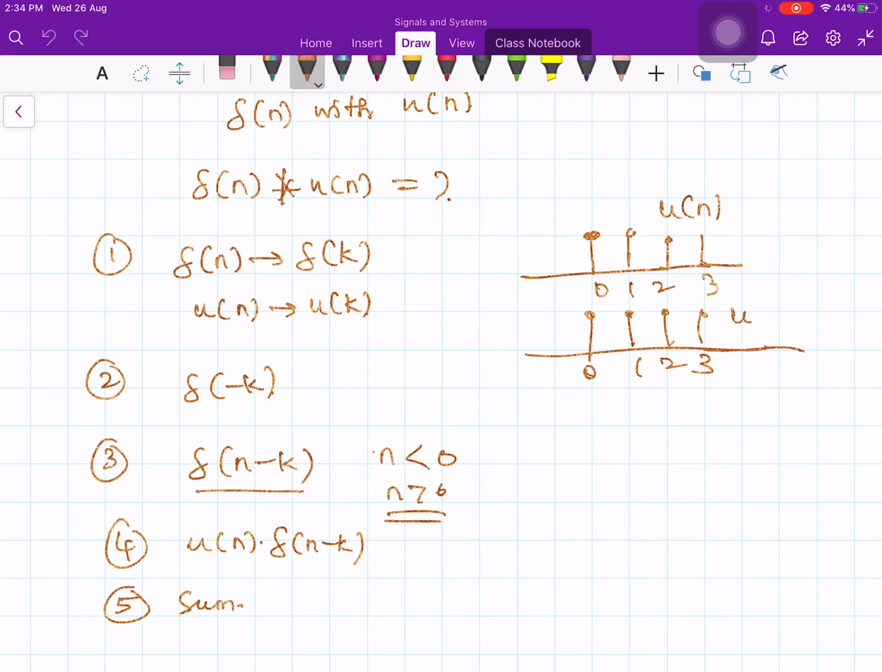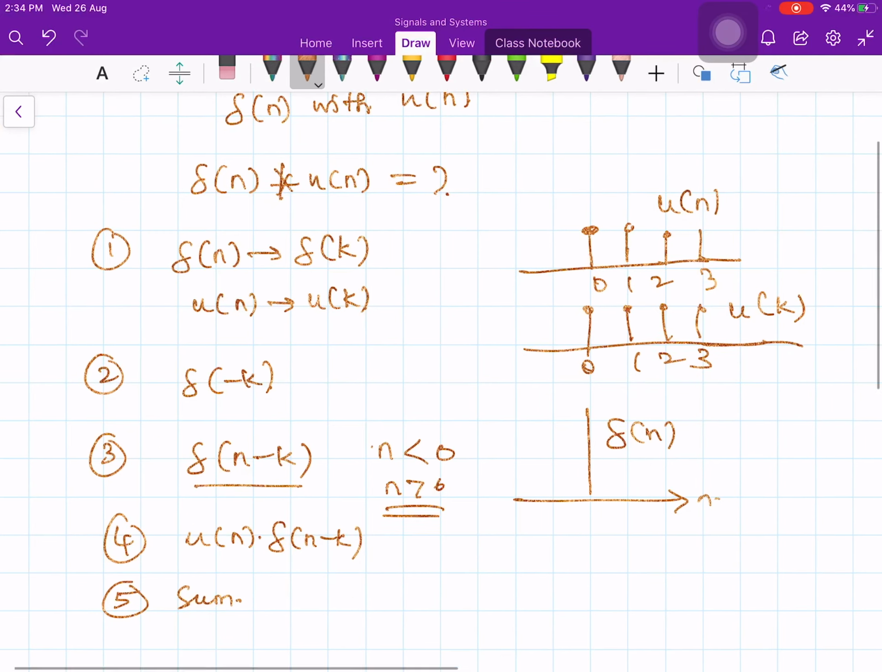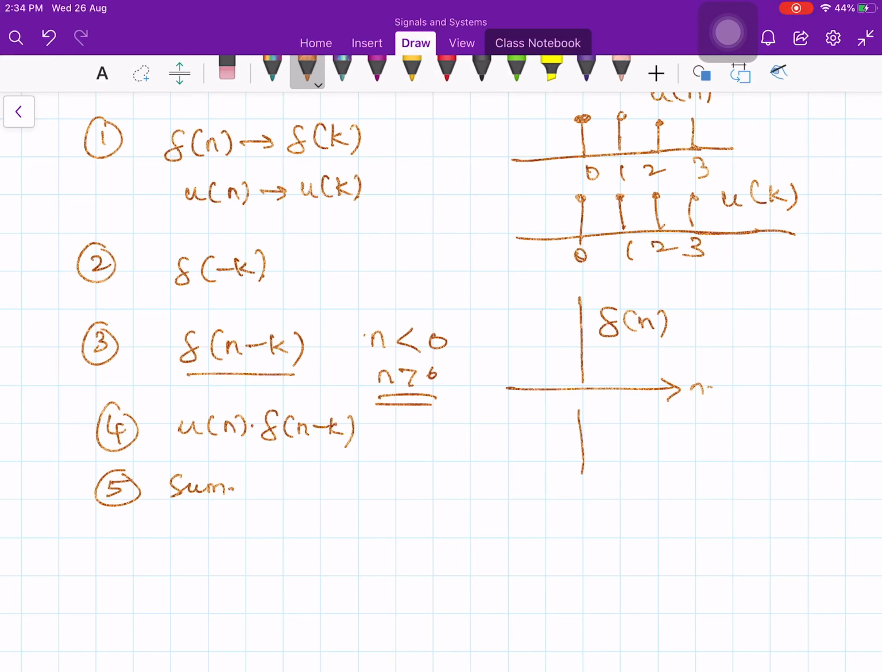Okay, independent variable. Now what is delta of n? Delta of n is sitting like this. Delta of n equals 0. Now draw it in k like this. This is k. Now delta of minus k is also the same, no change, because it is an even function.